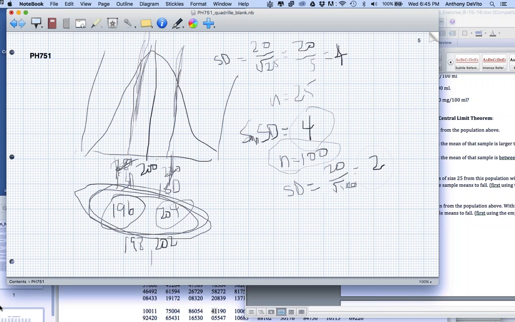Well, this is really interesting because it's going to help us as we move forward to quantify how well we can trust the result of a sample. And we're about to see that in a second.